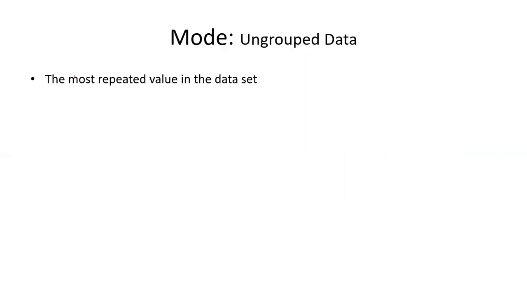Mode is the most repeated value. If some value is repeated the most number of times, we will call it the mode. Sometimes it does not give us a very good measure of central tendency, and sometimes your data can have more than one mode. Let's say 2 is repeated 5 times, 7 is also repeated 5 times. It means both are modes because both are most repeated. We call it bimodal data. Modes can be more than one.